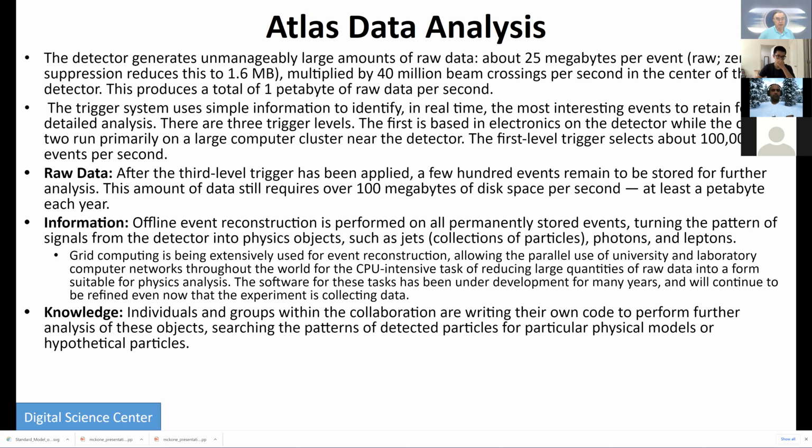Then you use some simple information to try to record for later analysis events that could possibly be interesting. And then you go from these 40 million to 100,000 events per second. You then apply yet further triggers, and you end up with storing 100 megabytes of data per second.